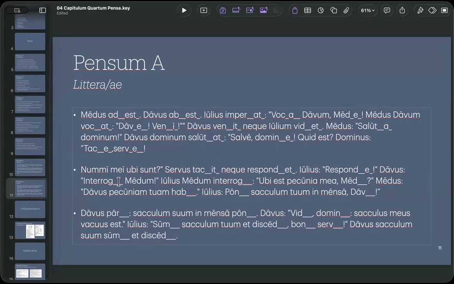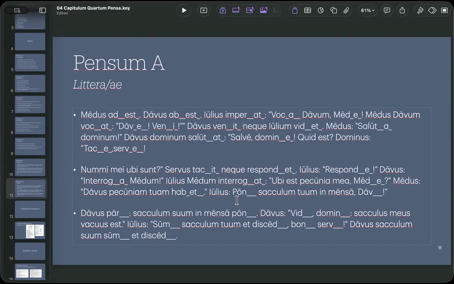Davus. Interrogat Medum. Wait a minute. Responde, Davus. Yeah, that's right. Davus said, interrogat Medum. Julius Medum interrogat. Ubi est pecunia mea? Mede. Medus: Davus pecuniam tuam habet. Julius: Pone saculum tuum in mensa, Dave.